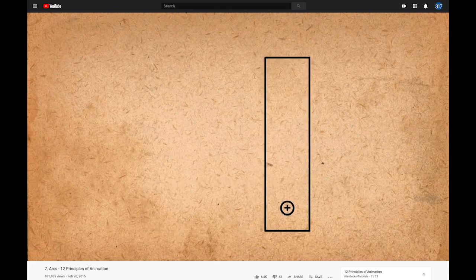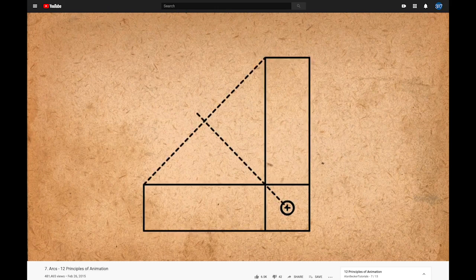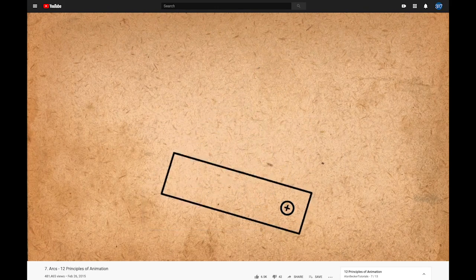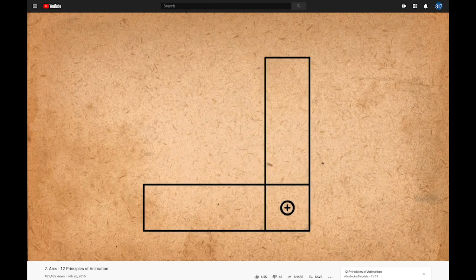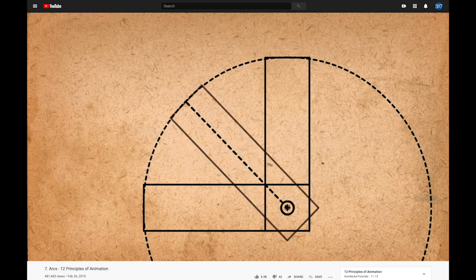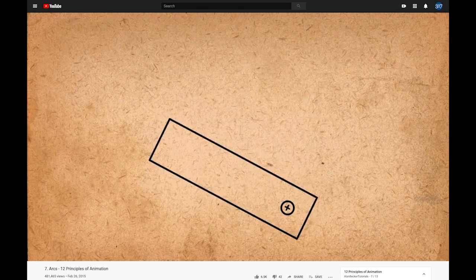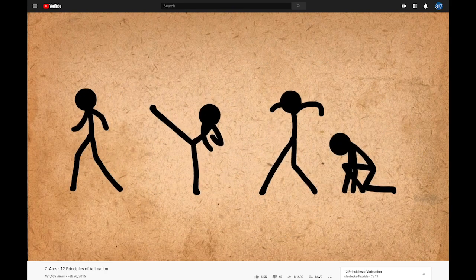Forgetting about arcs can lead to some obvious mistakes. For example, we may in-between this movement by calculating the midpoint like this and cause the shape of the object to shrink. If we were to draw a simple arc as reference, then this movement would be a lot easier and more realistic. Arcs can be added to almost any figure movement.